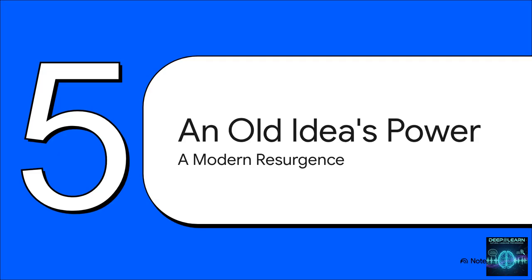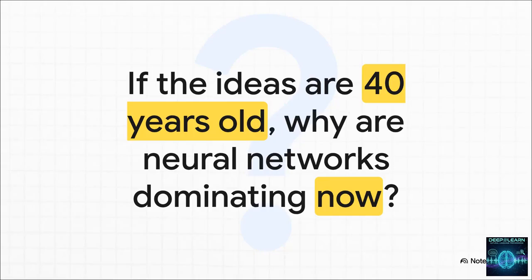Now, here's where the story gets really fascinating. The core ideas we've been talking about, neural networks, backpropagation, they're not new. Not at all. In fact, they've been around for decades. So why does it feel like they've just taken over the world in the last 10 years or so? I mean, that's the million-dollar question, isn't it? If the blueprints for this stuff have existed since the 1980s or even earlier, what changed? Why do these old ideas suddenly explode and become so incredibly powerful right now?